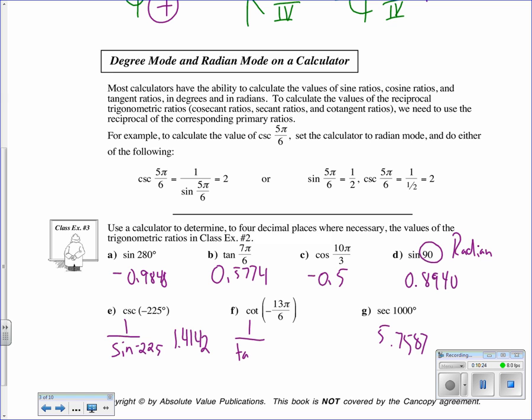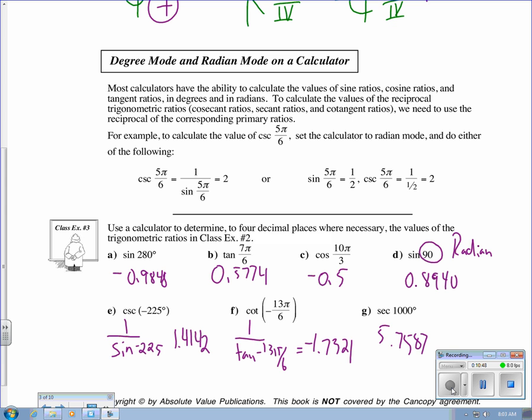Cotan is 1 over tan, negative 13 pi over 6. So now I have to go 1 divided by tan, negative 13 pi divided by 6, and come out with an answer, negative 1.7321.